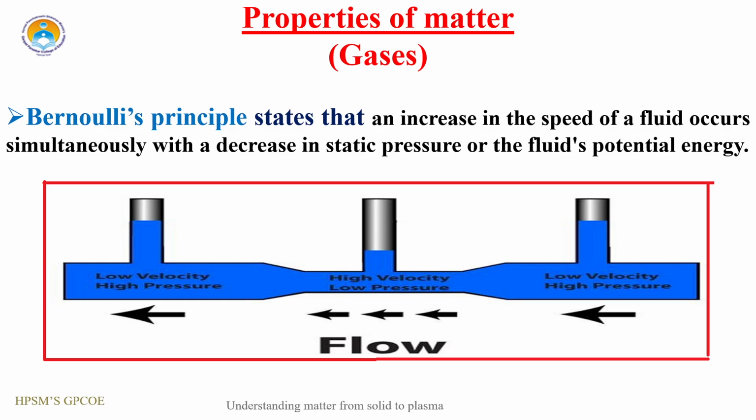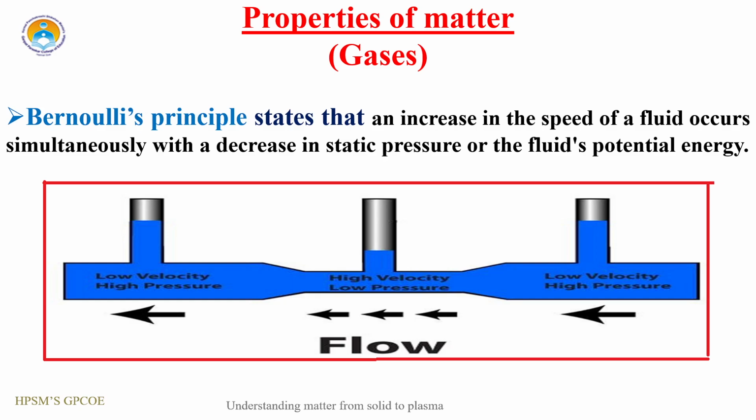And when the high pressure propagates into the narrow pipe, what we get is low pressure and high velocity. And you see the level of the water in the second case, in comparison to the first case, is lower because of the high velocity in the second pipe, that is the narrow pipe.